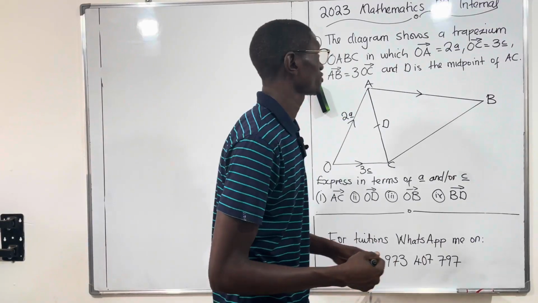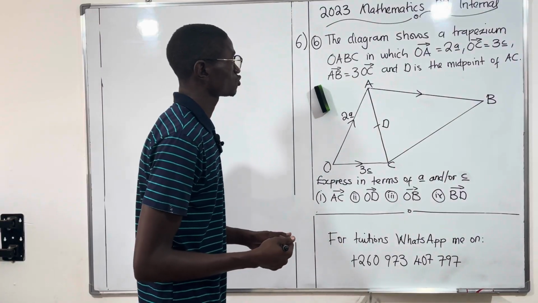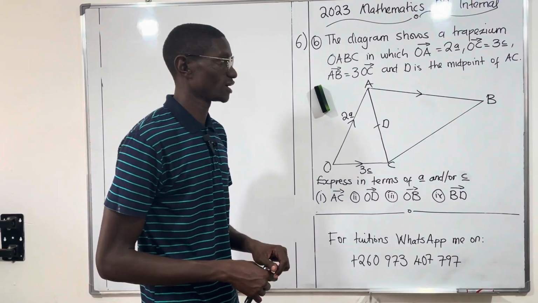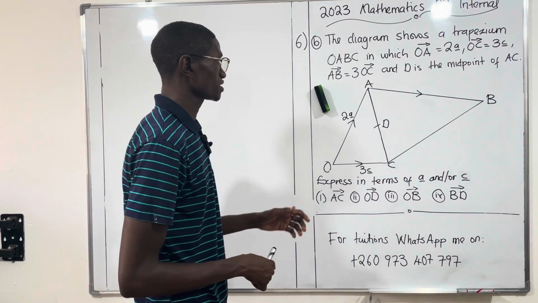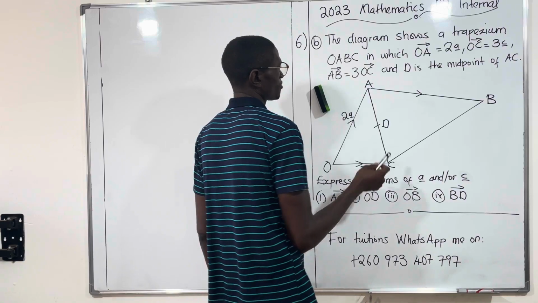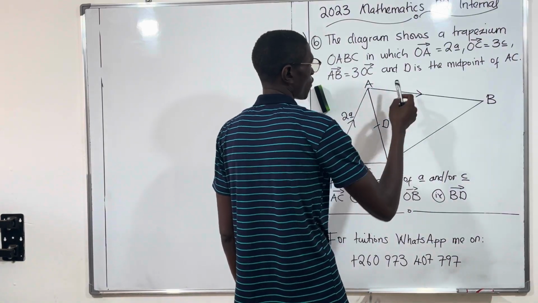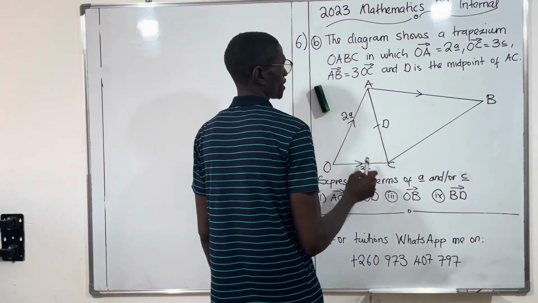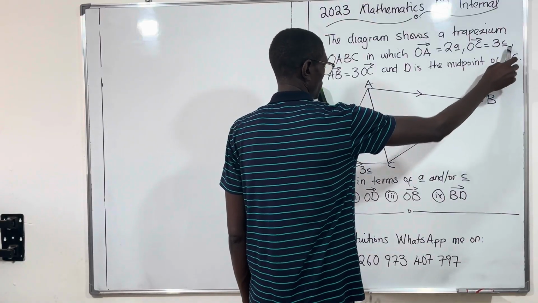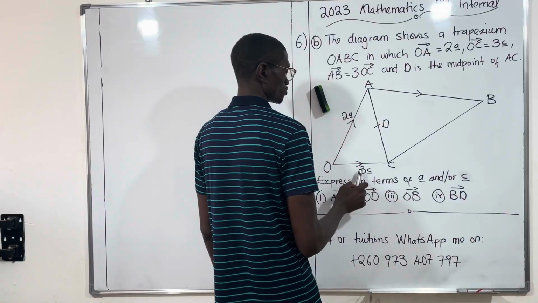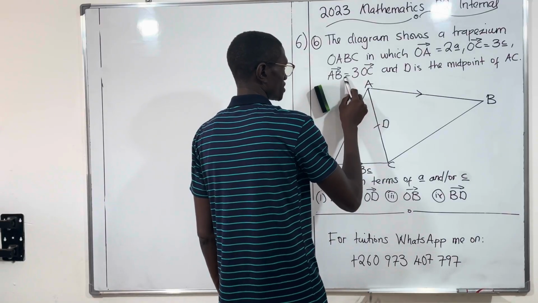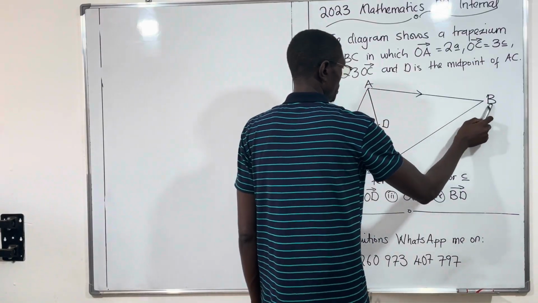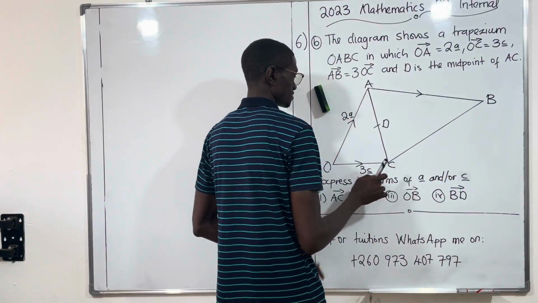So we are currently solving Mathematics 2023 Paper 2 Internal, and we're now on question 6b, which is a question on vectors. So the question says, the diagram shows a trapezium OABC in which OA is equal to 2 vector A, OC is equal to 3 vector C, AB is equal to 3 times vector OC.